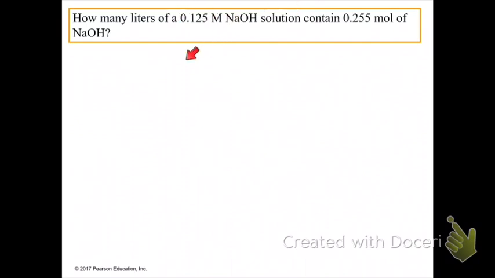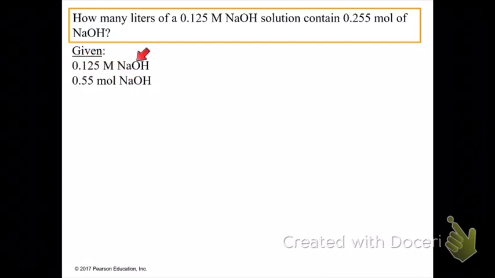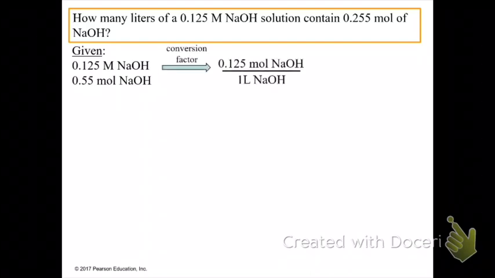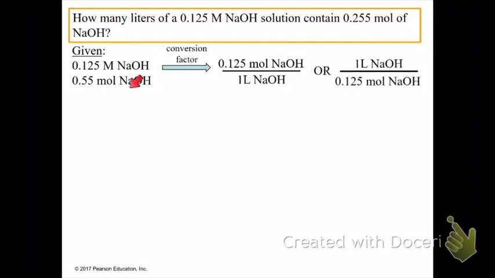To calculate this, we can turn the molarity into a conversion factor. These are the numbers that are given. So we can have 0.125 moles of sodium hydroxide per liter, or 1 liter per 0.125 moles. Now, because we're given 0.55 moles of, wait a second, this is supposed to be 0.255. That's a typo. Okay, I fixed it. So this is 0.255 moles of sodium hydroxide.